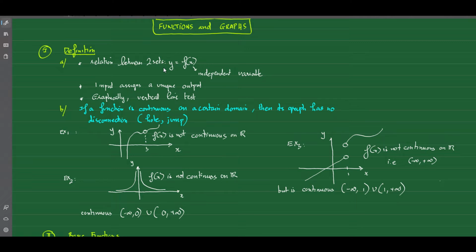And x is what we call the independent variable. The y value depends on the x, so that's why the y value is called the dependent variable. But the thing is that not all relations are considered functions. The relation must have a rule, and the rule is this: if you have one input, it assigns a unique output. Because if you have one input and it assigns two different outputs, then we don't call that a function anymore. Okay.